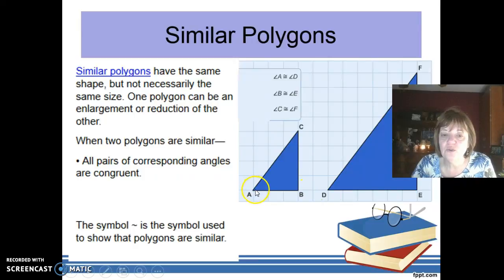So if I told you what the size of A was, you could then tell me what the size of D was by just repeating what I said about A. Simple, right? All right, so this is what we were getting to. The symbol here, this little thing, shows that they're similar.